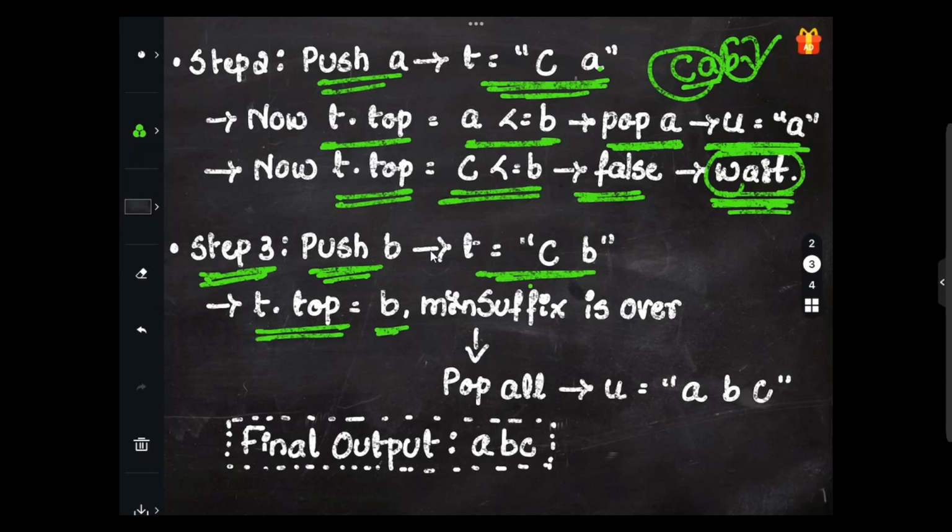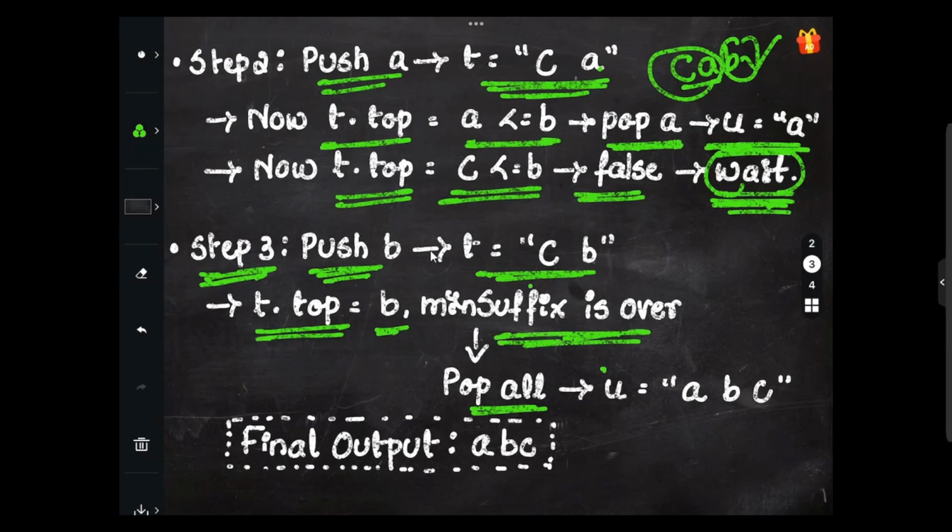The minimum suffix is completely over. We are done with the minimum suffix, so we will pop all. Whatever we pop here will be stored in u, right? We have already popped a. So according to the lexicographically smallest string that is possible, we have popped c and b because the minimum suffix is already over.